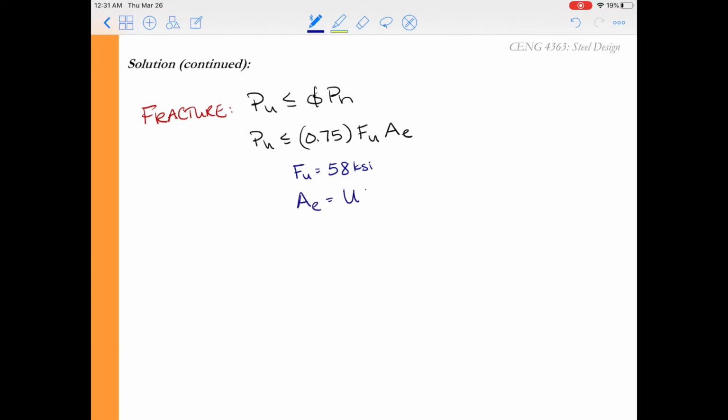And Ae we have from our equations as U, the shear lag factor, times the nominal cross-sectional area at the connection. Now U is going to be 1.0 for this particular connection. If we refer back to table D3.1 in AISC, we'll see that this is case 1, where all elements are connected. So all the plate pieces are directly connected in this example problem. Now we just have to calculate the net cross-sectional area.